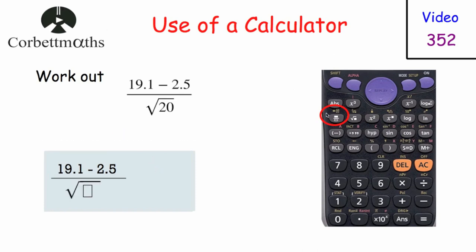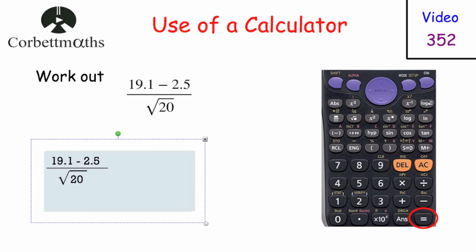And then I would want to type in the square root of 20. So I would press the square root button, which is here, which is next to the fraction button, this one. So it appears on the denominator here. And then I would type in 20. And then whenever you type in 20, my calculator display should look something like this. And then I would press equals. Now, depending what mode your calculator's in, you might get two different displays.